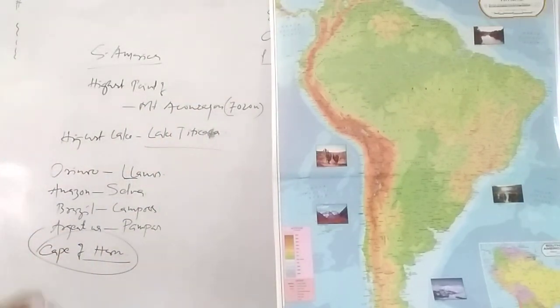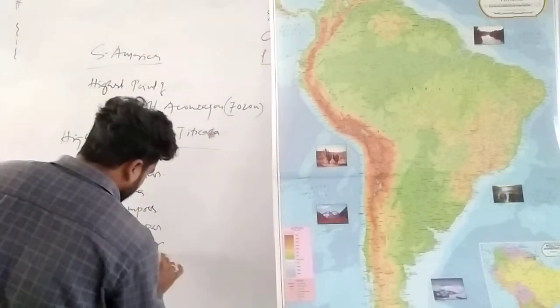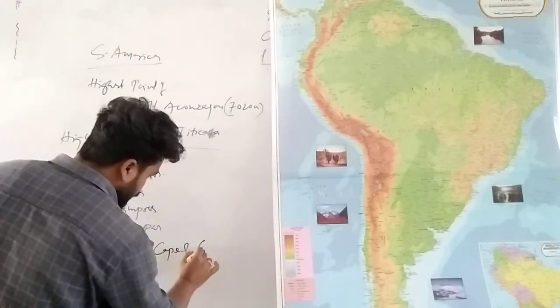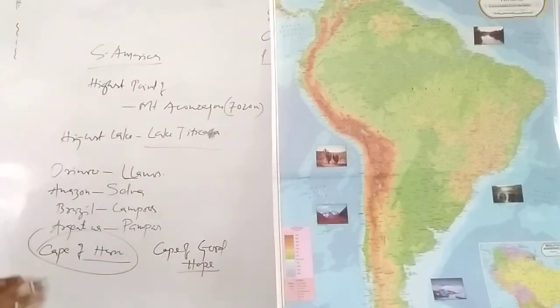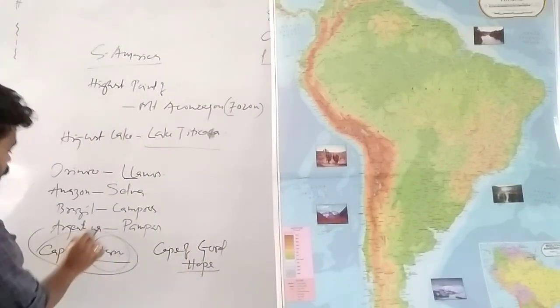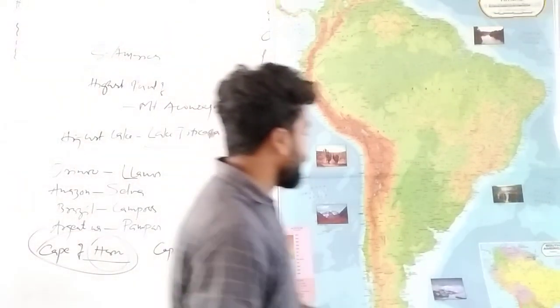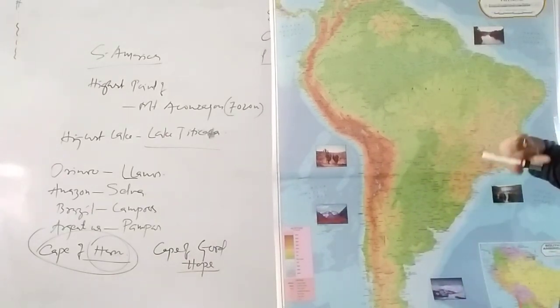And along with this, what is the last point of Africa? Africa's last point is Cape of Good Hope. Don't confuse this. Cape of Good Hope belongs to Africa. Cape of Horn belongs to what? South America. Okay. So along with this, another island is there.